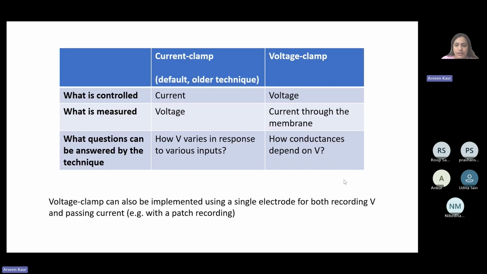So this only I needed to see before I said that, but what I said first was correct. In voltage clamp, actually voltage is what is controlled, right? And this is constant, right? And current through the membrane is what is measured. In current clamp, the current is what is controlled and voltage is actually what is measured, right? So the voltage clamp can also be implemented using a single electrode for both recording voltage and passing current. Example with a patch recording, right?